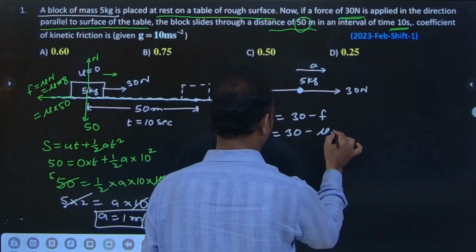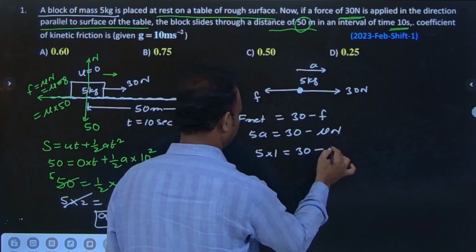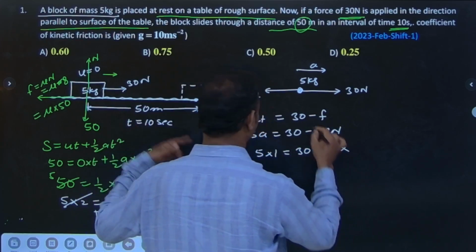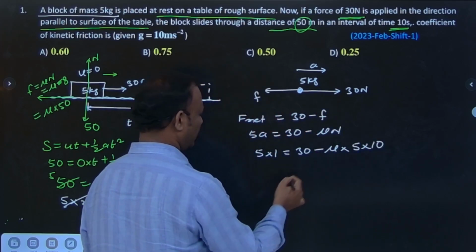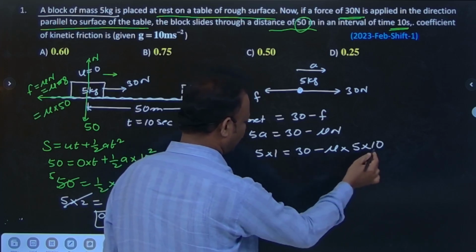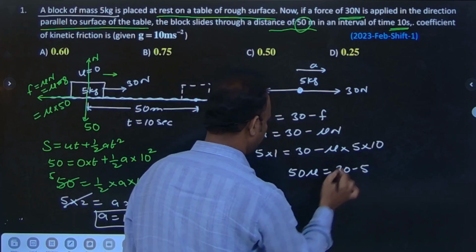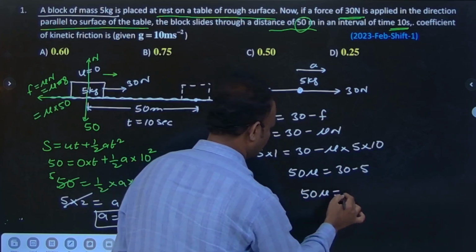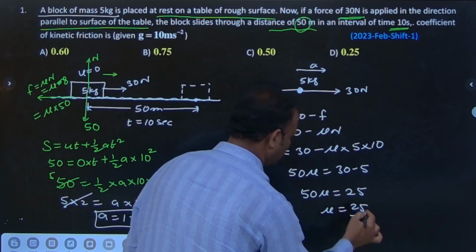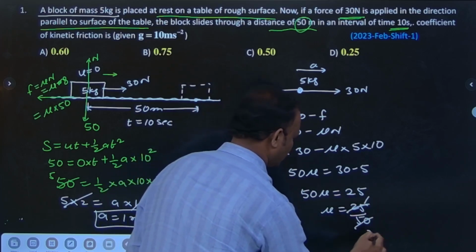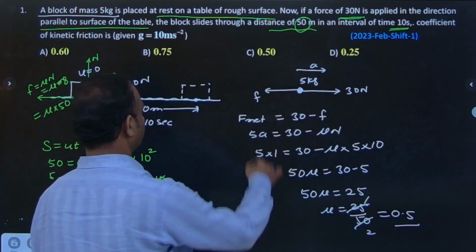F means mu into N. So 5 into 1 equals 30 minus mu into N, which is mg. Mg means 5 into g, and g is 10. So this becomes 50 mu. 50 mu equals 30 minus 5, so 50 mu equals 25. Mu equals 25 by 50, so the answer is 0.5. So option C is correct.